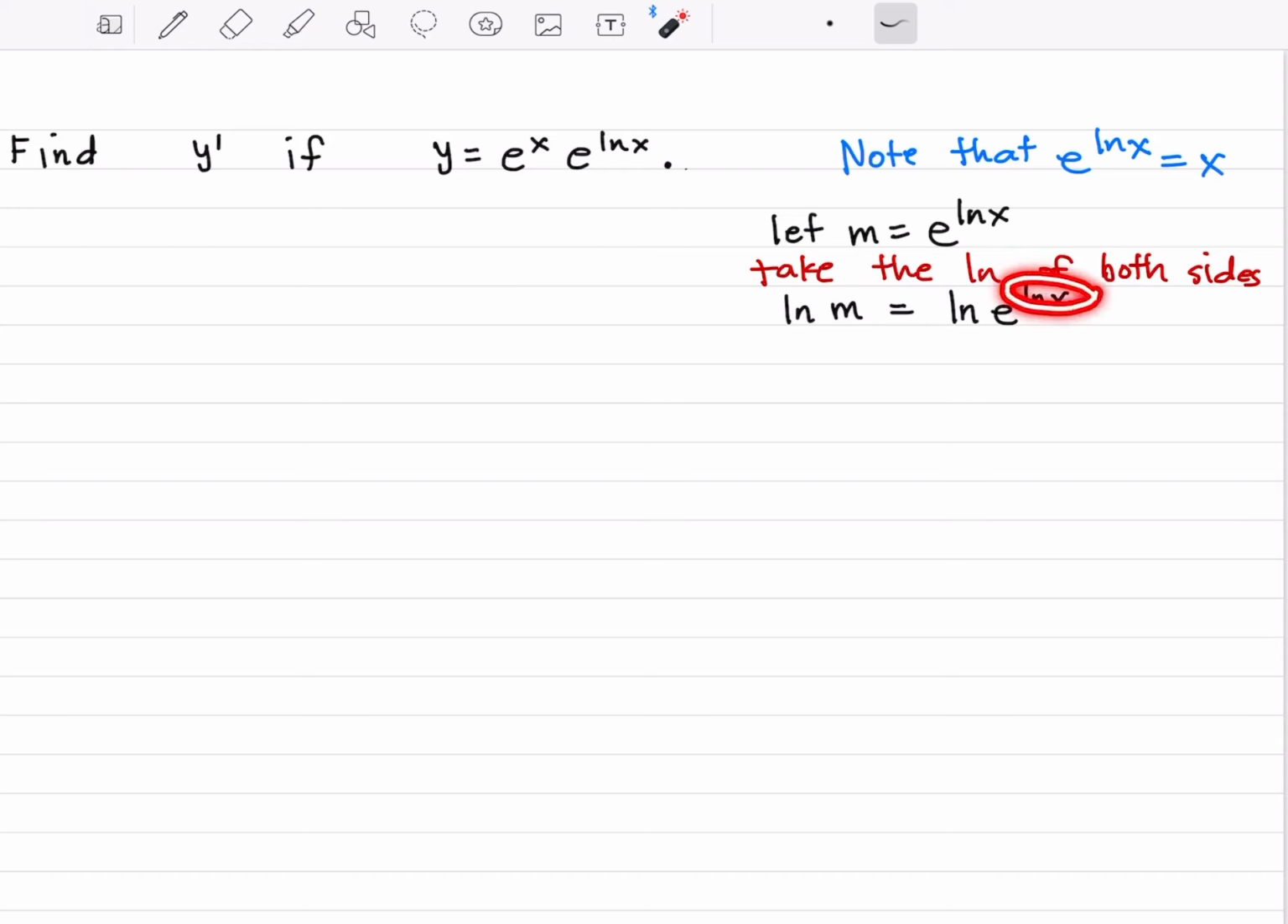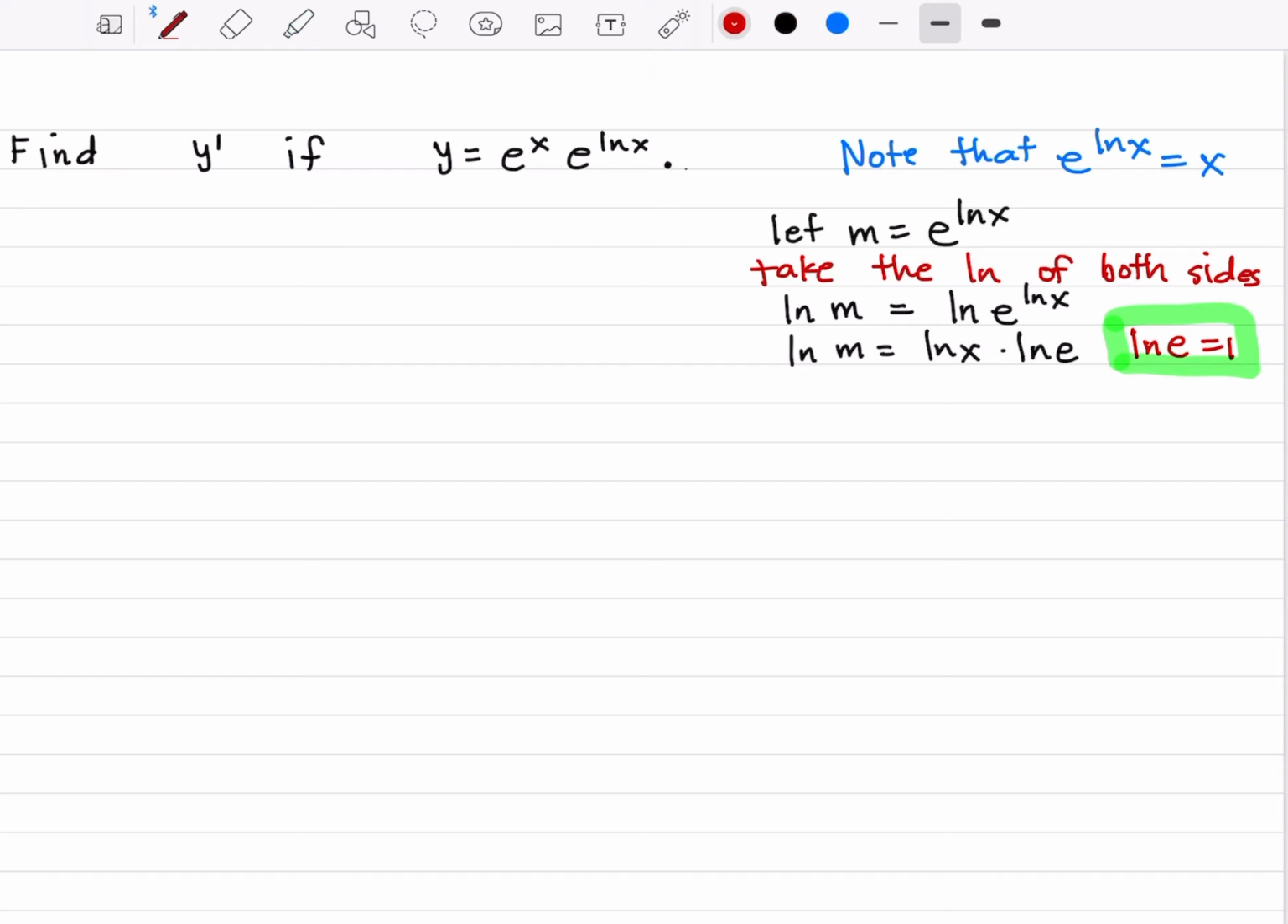However, from our laws of logarithms, the logarithm of a power is equal to the power times the logarithm of the base. So we can rewrite this as the natural logarithm of m equals, what happens to the power, the exponent natural logarithm of x? It becomes a factor. So it equals ln of x times ln of e. However, ln of e is equal to 1. The natural logarithm of e equals 1. Please do not forget that. That's a property of logarithms. So this is reduced to ln of m equals ln of x.